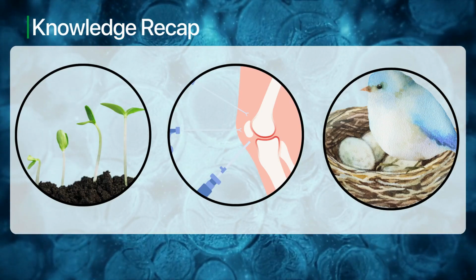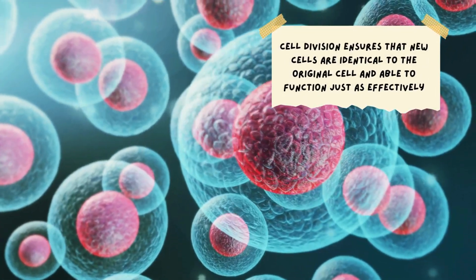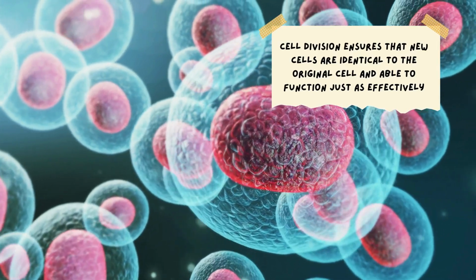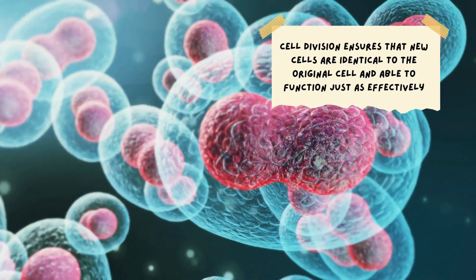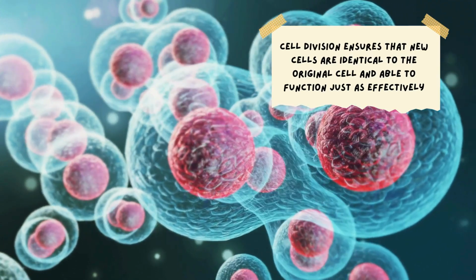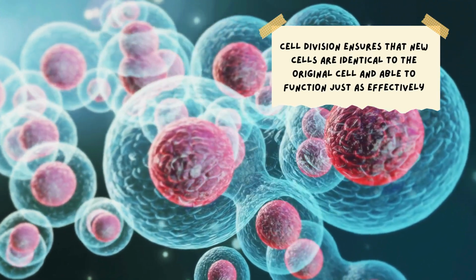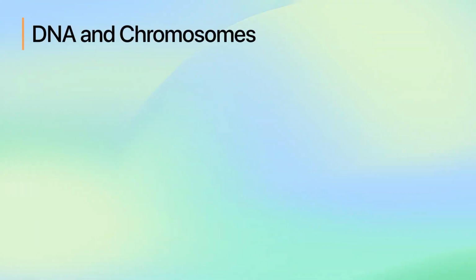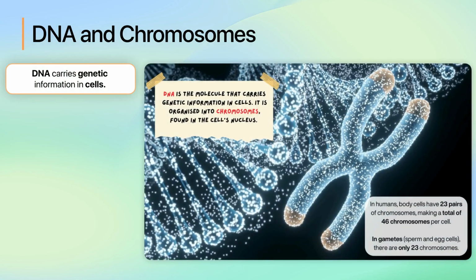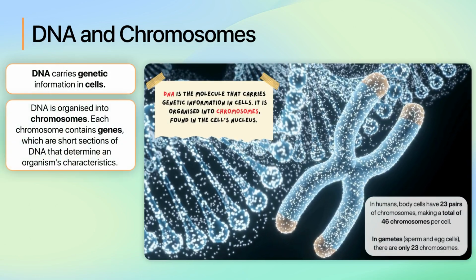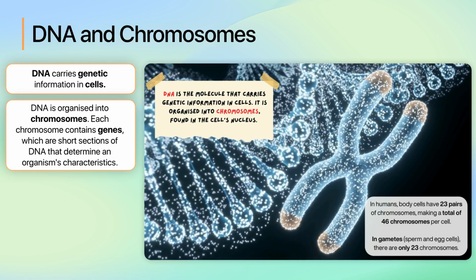Let's get started! To understand how organisms grow, repair damaged tissues, and reproduce, we need to explore the fascinating process of cell division. This process ensures that new cells are identical to the original cell and able to function just as effectively. Let's start by discussing DNA and chromosomes. DNA is the molecule that carries genetic information in cells. It is organized into structures called chromosomes, which are found in the cell's nucleus.